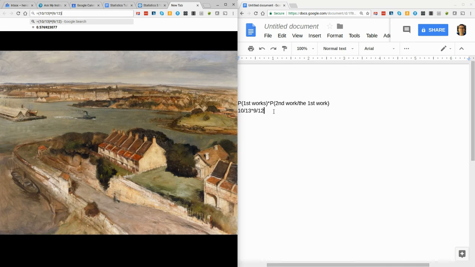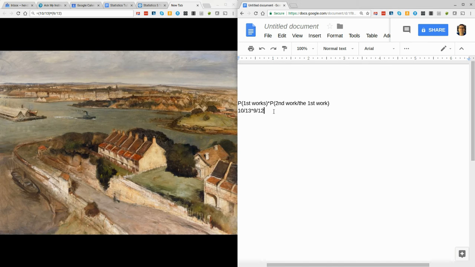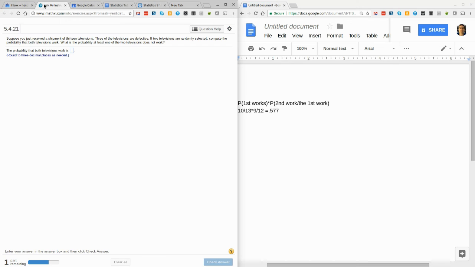So it looks like you got about, I'm not sure, usually it's to the 3rd decimal place. So let's do 0.577. Yeah, 3 decimal places. The probability is about 60%, almost 60%.